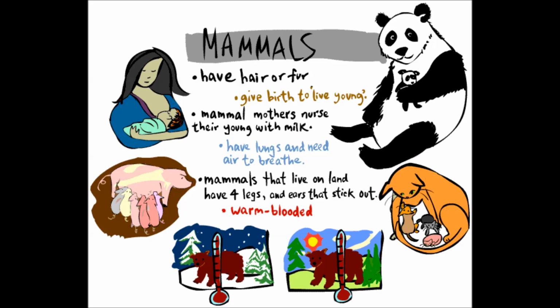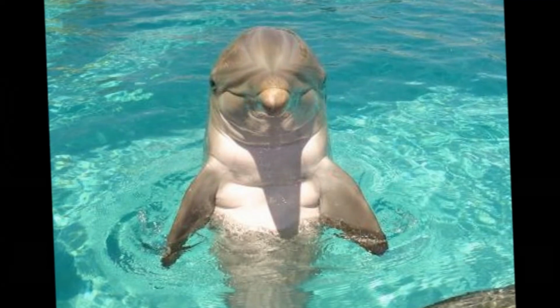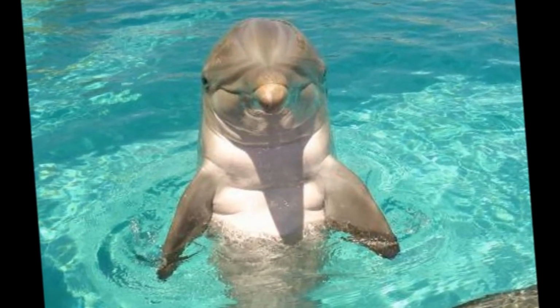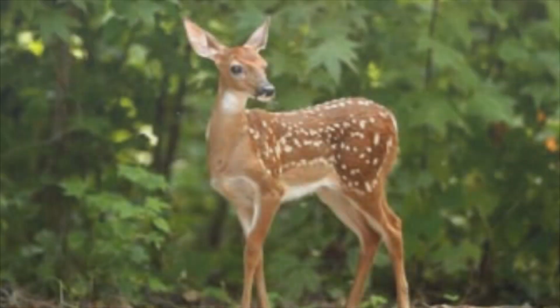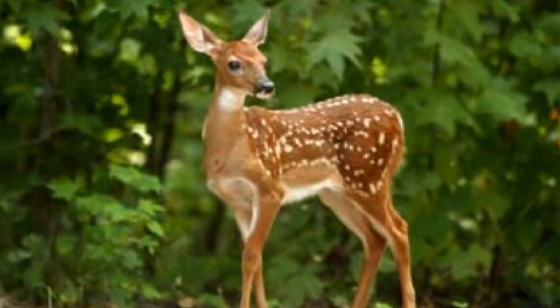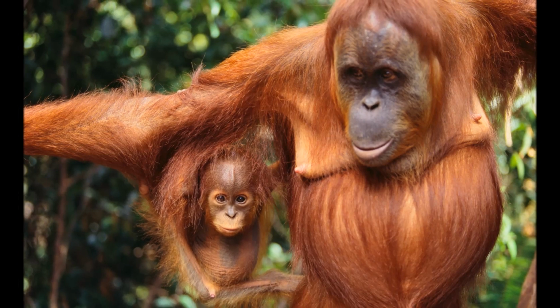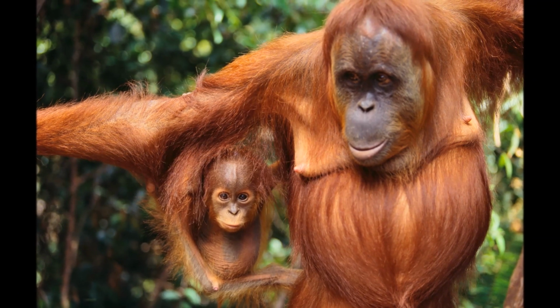Mammals have hair or fur. Although some live in the water, the ones that live on land have 4 legs or arms. All mammals are warm-blooded and have lungs and need air in order to breathe. Warm-blooded means that their body temperature stays the same whether it's cold or hot outside.